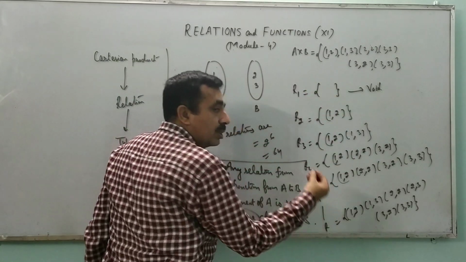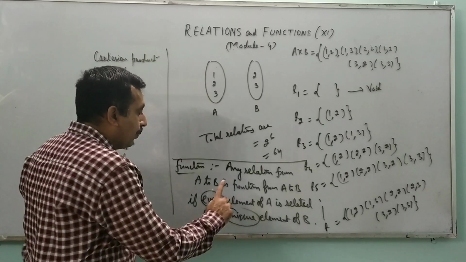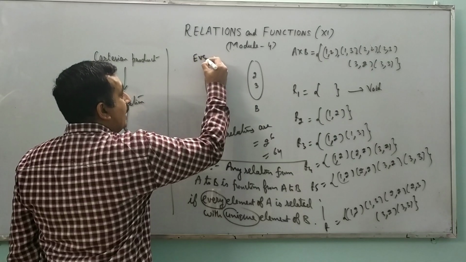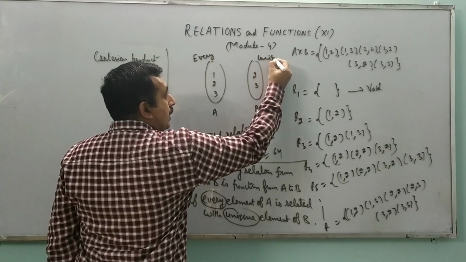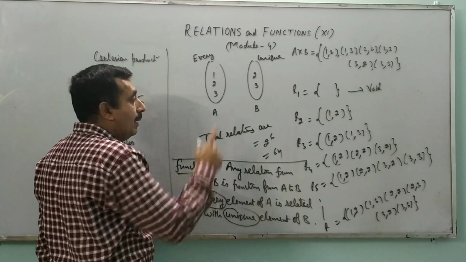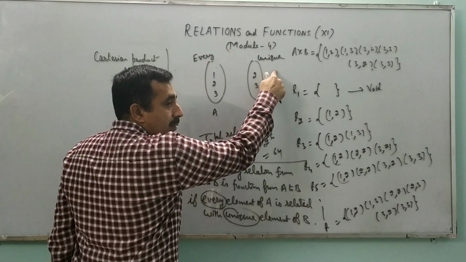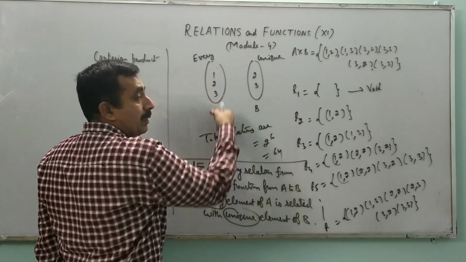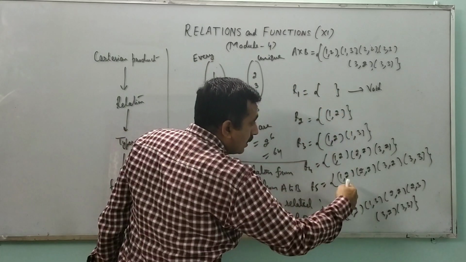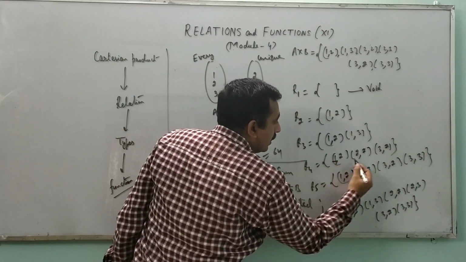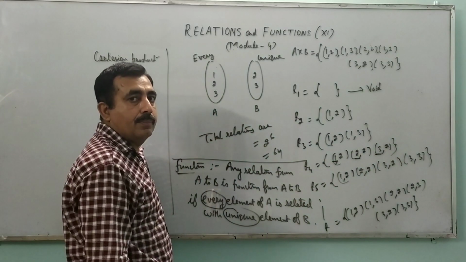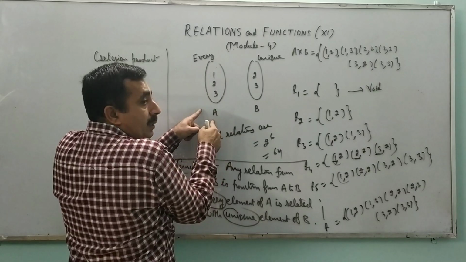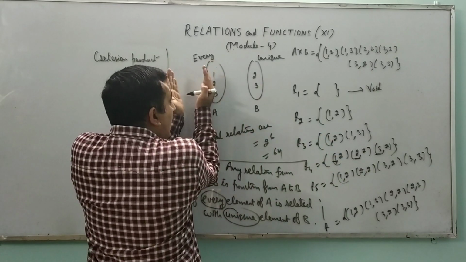Out of these 64, some are functions. If every element of A is related with a unique element of B, that relation is called function. See this, in this 1, 2, 3, all are in here. All the elements of A, every element of A, should be here. But it should have a unique image.